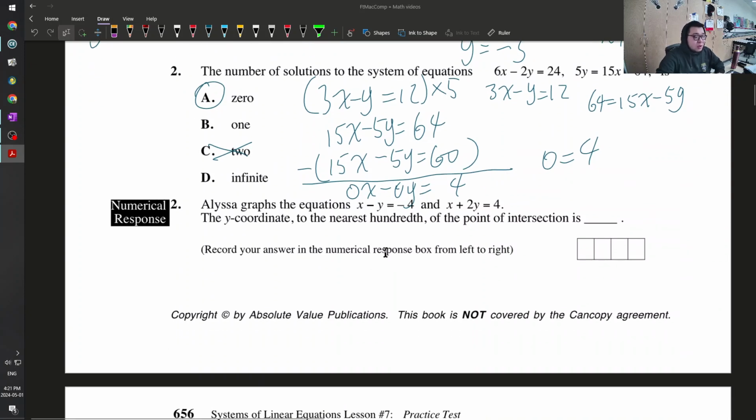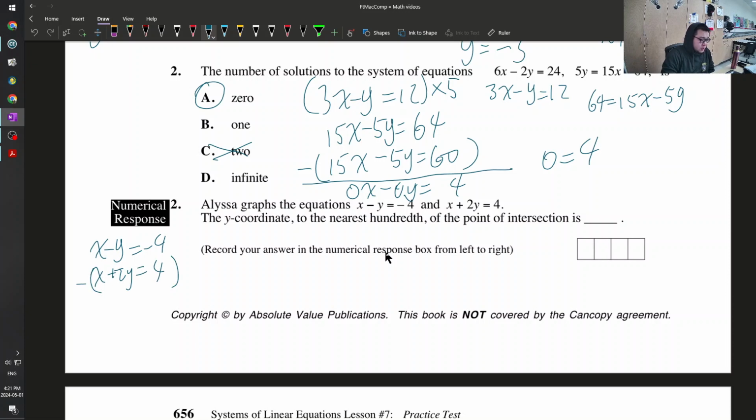4. Alyssa graphs the equations x minus y is equal to negative 4, and x plus 2y is equal to 4. Let's just write them up vertically. x minus y is equal to negative 4. x plus 2y is equal to 4.